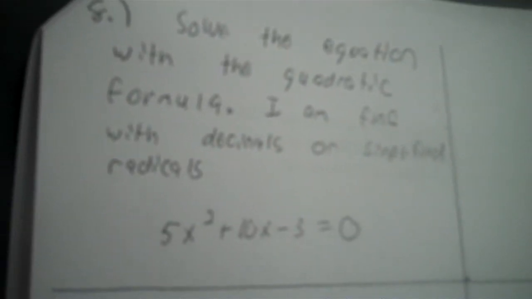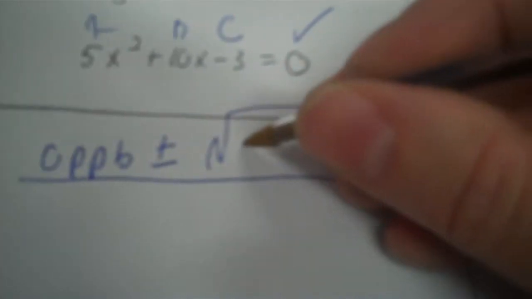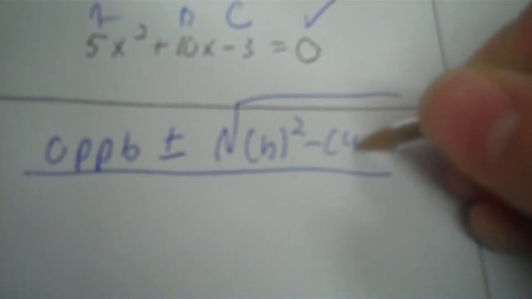Okay, number 8. Solve the equation with the quadratic formula. I'm fine with decimals or simplified radicals. So 2 answers, and you're using the quadratic formula. No boxes, okay? Make sure you're at 0. So, opposite of b, plus or minus the square root of b squared minus 4ac, over 2a. So the opposite of b is negative 10.